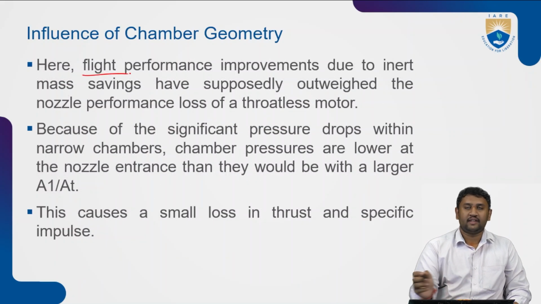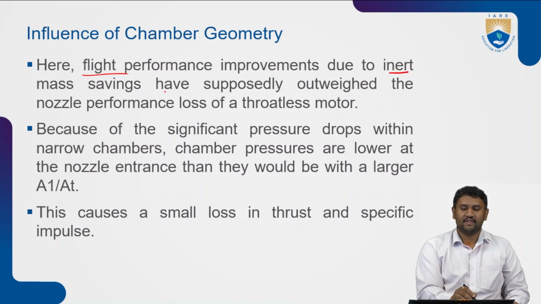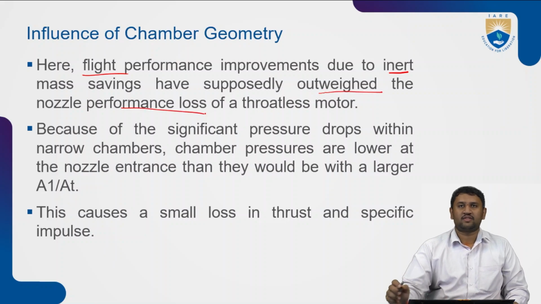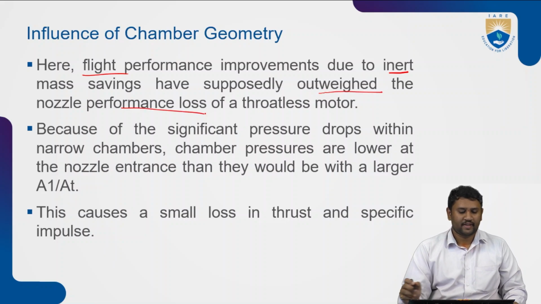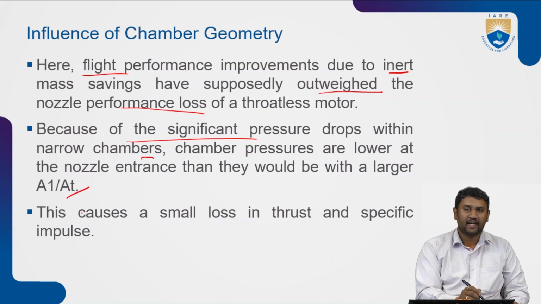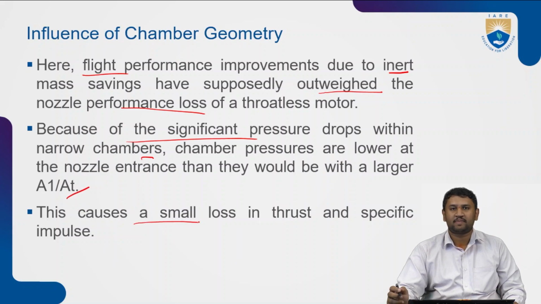Here the flight performance improvements due to the inert mass savings supposedly outweigh the nozzle performance loss of a throatless motor, because of the significant pressure drop within the narrow chambers. The chamber pressures are lower at the nozzle entrance than they would be at larger A1 to AT, and this causes a small loss in thrust as well as specific impulse.